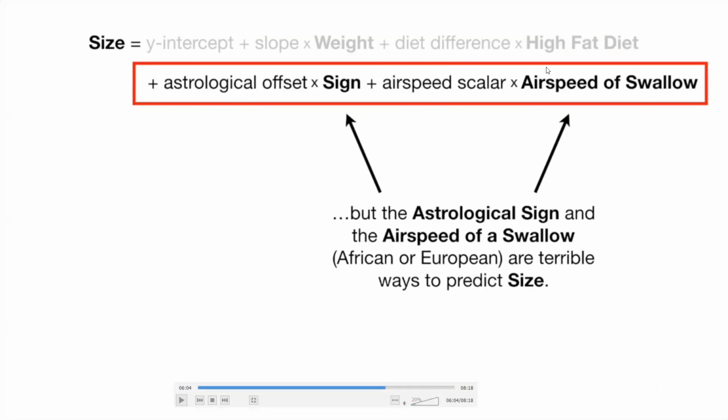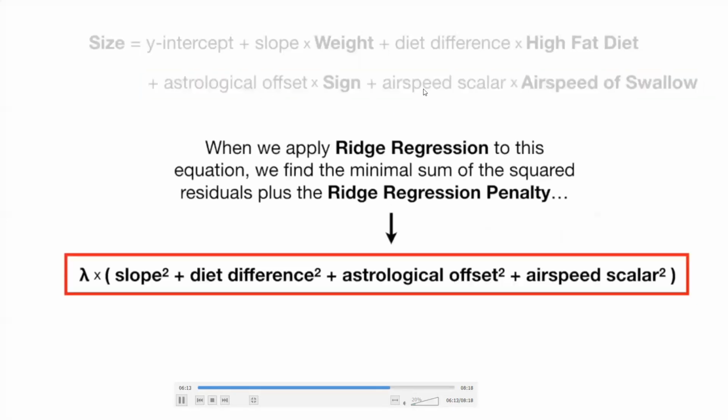So basically I have formulated this problem in such a way that I'm conceiving beforehand that the airspeed scalar and astrological offset should be zero. There should be no contribution of this size and airspeed of swallow variables with this size. And for this, we'll see that if we use lasso regression, then for a particular value of lambda, we can have these two parameters go to zero quite quickly compared with ridge regression.